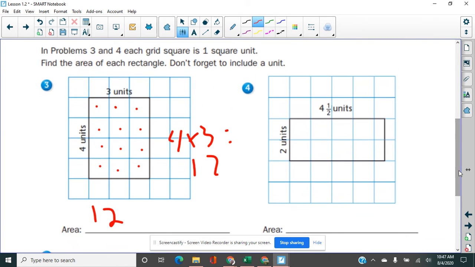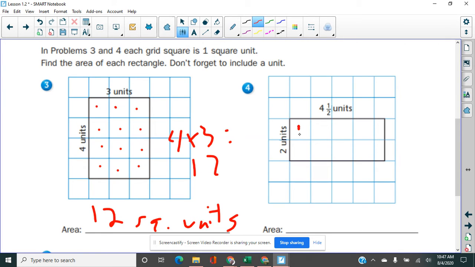Put square units down here. Square units. And I'm sure you'll write much neater than I do. 12 square units down there. Okay, so what about this one though? Look at this. It's 2 units tall, but 4.5 units wide. All right, but so we have these boxes here that are not full boxes. So let's think about how we could figure out how much space there is here.